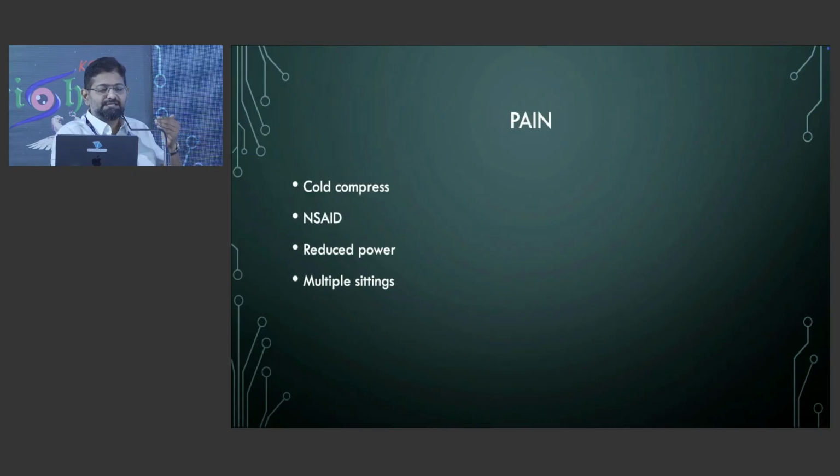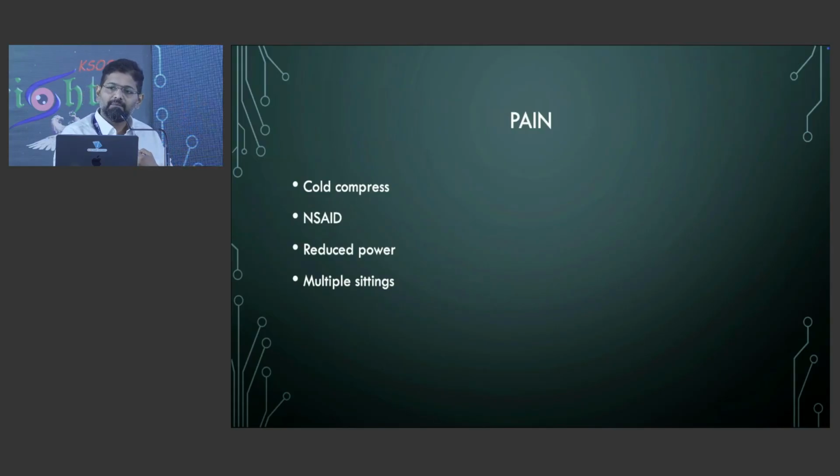So if the patient has pain, give them cold compresses. You can give them oral non-steroidal anti-inflammatory drugs. And when you do the laser, do it with a reduced power. You don't need to burn that end thing. Yes, the retina is hypoxic, you want to turn it anoxic, but you don't want to create a hole there, right?